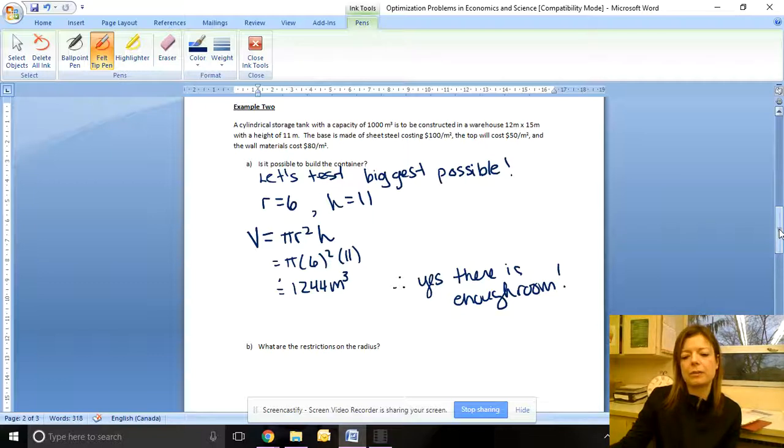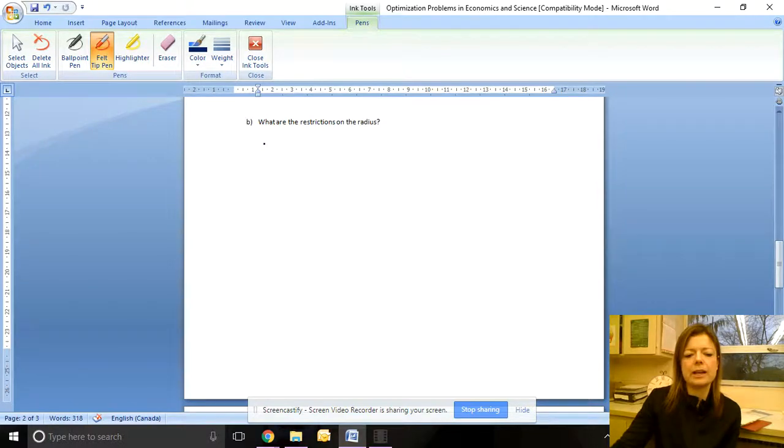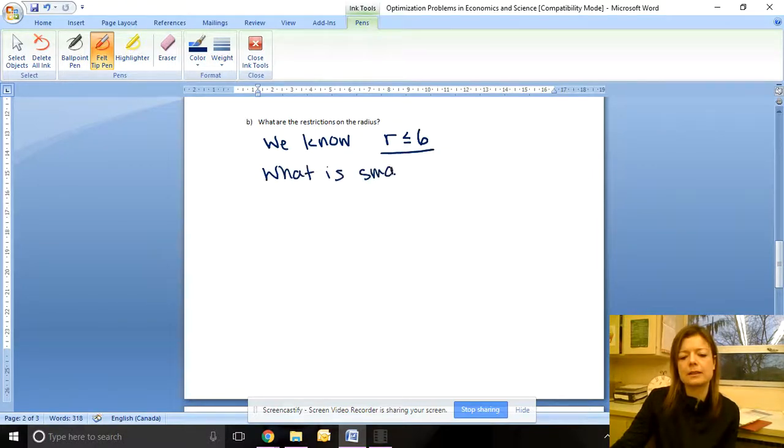So now we have to figure out what our restriction is on the radius. Okay, so we already know that the high end of the radius is 6. So we know that the radius has to be less than or equal to 6. But what is the smallest radius we can possibly have and still meet our requirement of 1,000 cubic meters? So that's what we want to say now. What is the smallest radius?